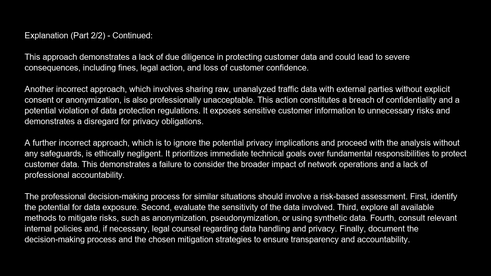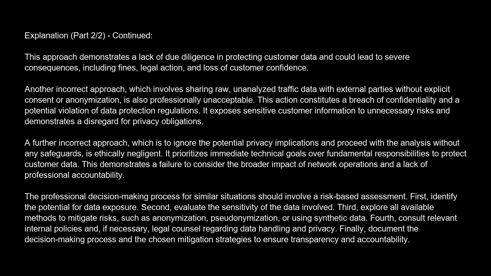A further incorrect approach, which is to ignore the potential privacy implications and proceed with the analysis without any safeguards, is ethically negligent. It prioritizes immediate technical goals over fundamental responsibilities to protect customer data. This demonstrates a failure to consider the broader impact of network operations and a lack of professional accountability.